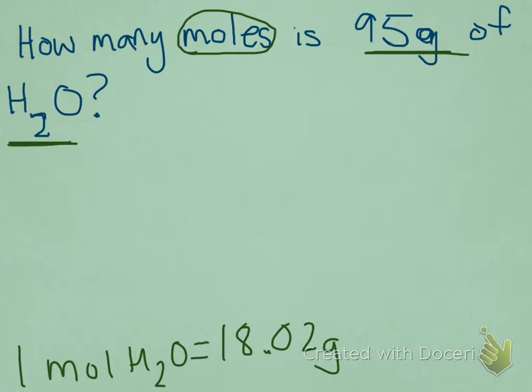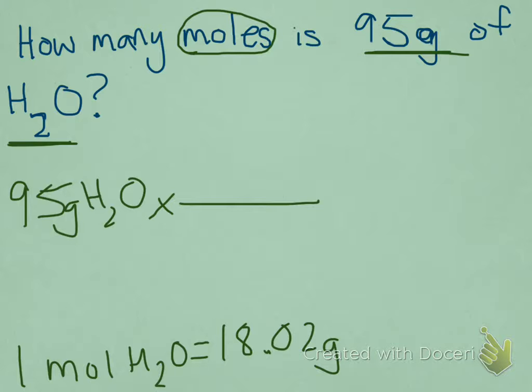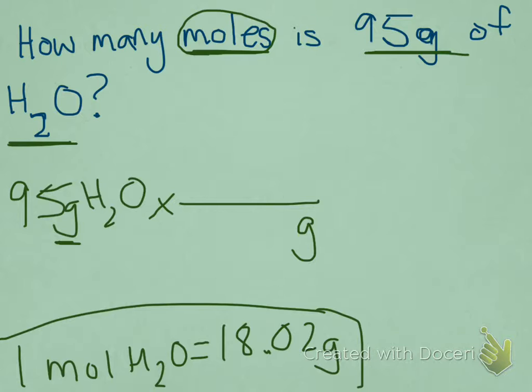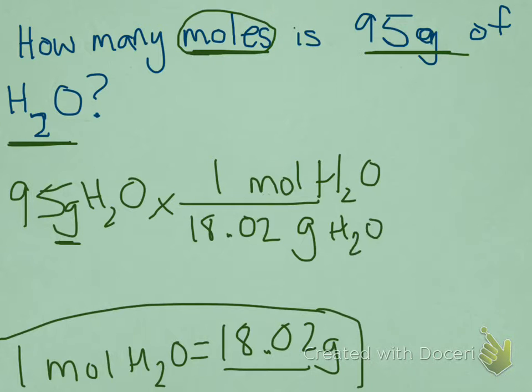So now we start with what we're given. That's our 95 grams of H2O. And we draw a multiplication sign and a line. Now notice, my goal is to get to moles, and I'm coming from grams. So I first need to cancel out my grams, so I'm going to put grams at the bottom, and I know this conversion factor. So if I have 18.02 grams, then I know I have 1 mole. Those are equal to each other. They are the same thing. So I can convert from grams of H2O into moles of H2O by using this conversion factor.